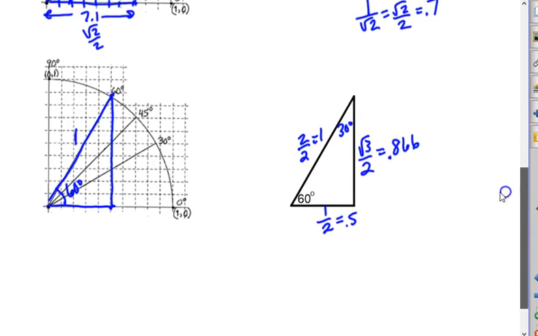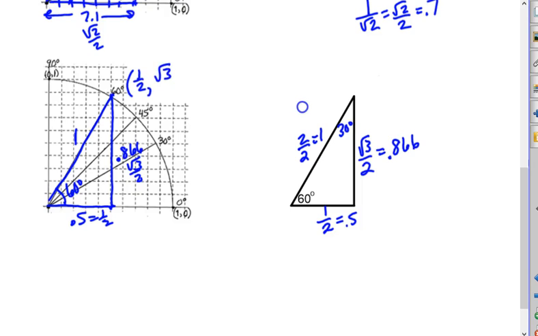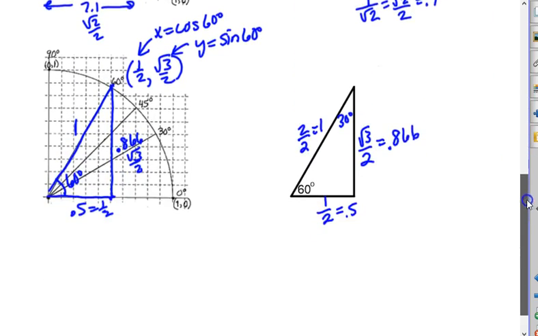So now this side is the 0.5 or the 1/2, the adjacent side. The opposite side now is the 0.866 or the square root of 3 over 2, and the coordinates are just reverse order from where they were with 30. So now the x value is 1/2 and the y value is the square root of 3 over 2. So x equals cosine of 60 and y equals sine of 60. I don't think I wrote 45. Yeah, I did up there.